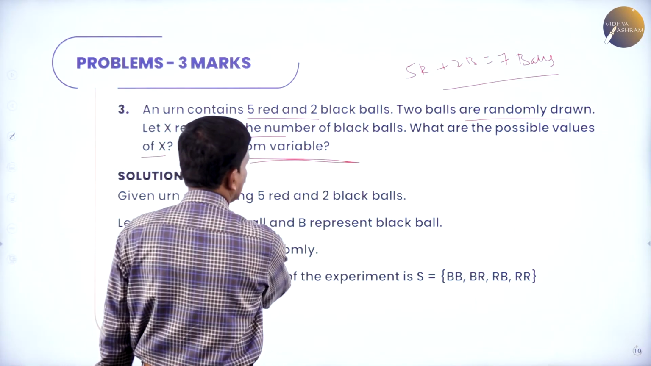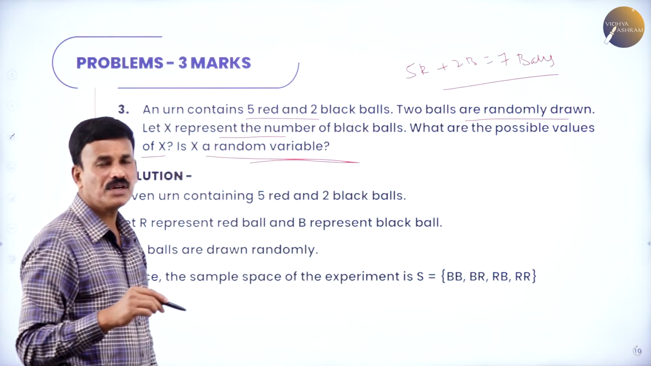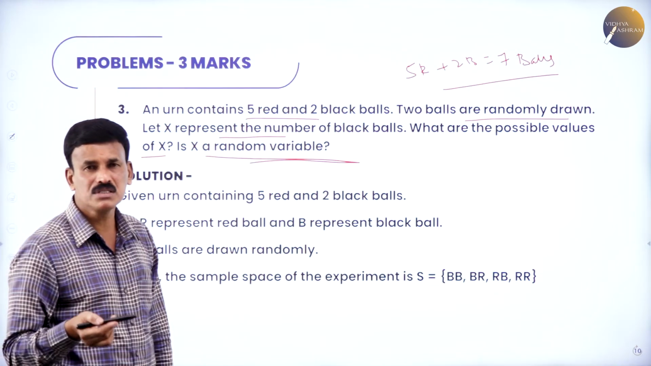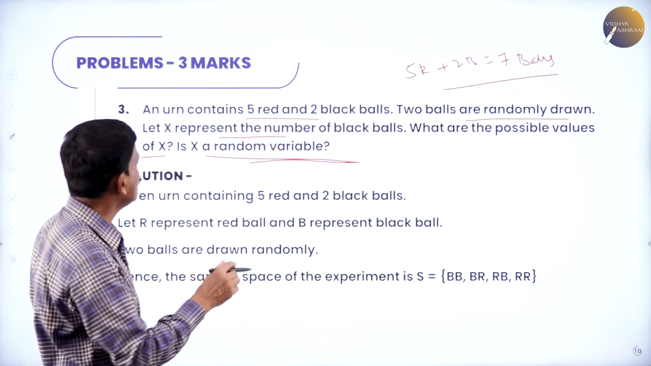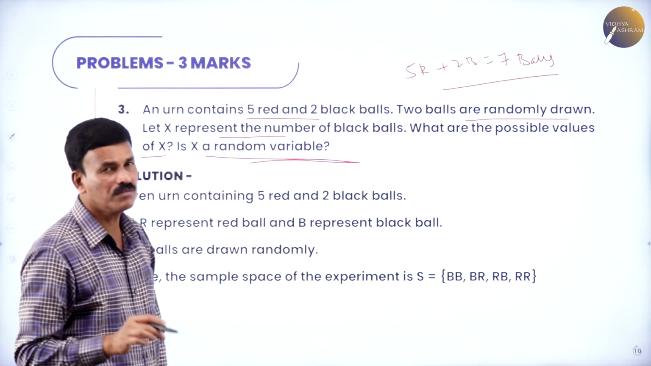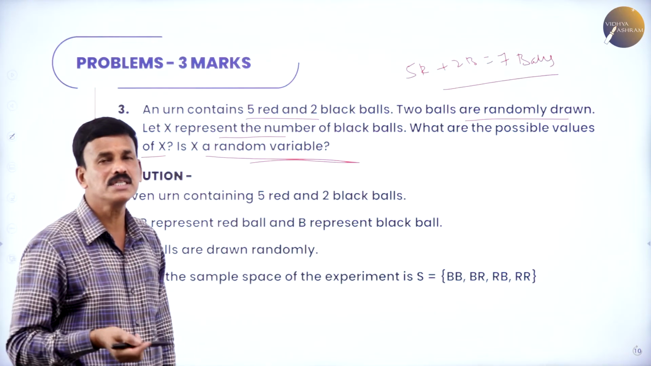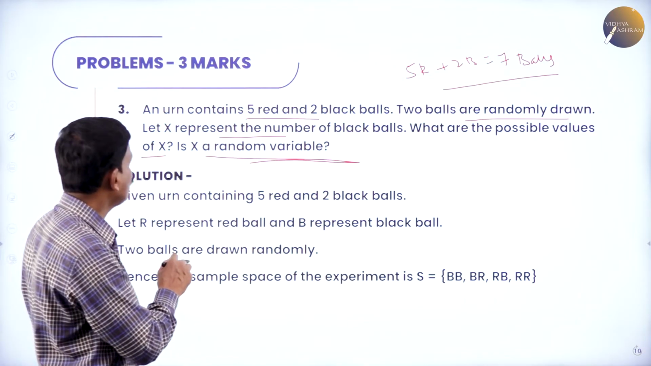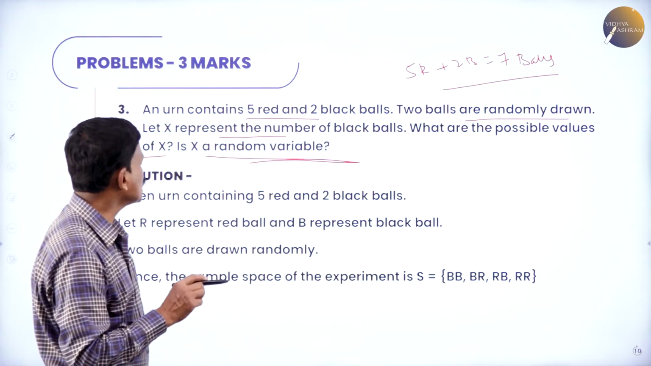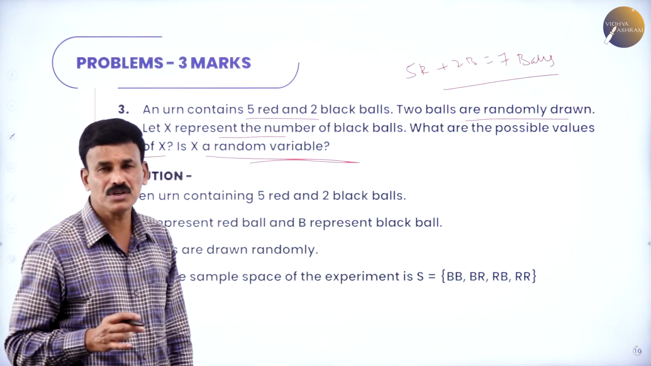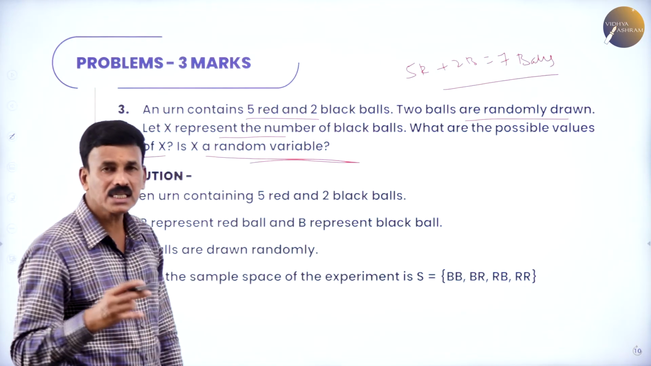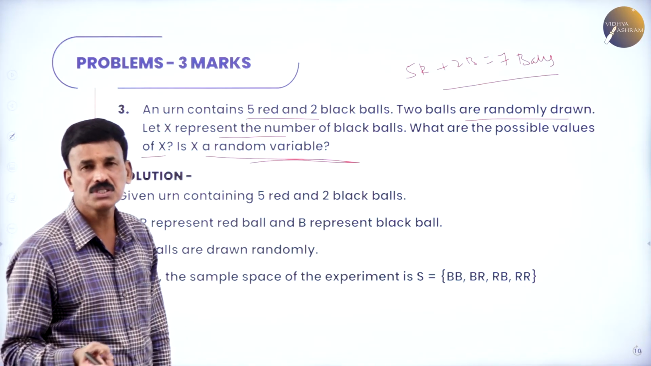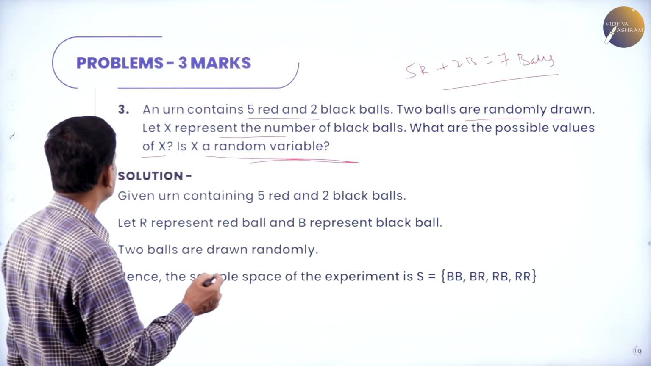Is x a random variable? We have to find out what the possible values of x are. What is x here? X represents the number of black balls. So what are the possibilities of drawing a black ball? And is x a random variable, is drawing a black ball a random variable or not, that is to be determined. Very simple and important problem.